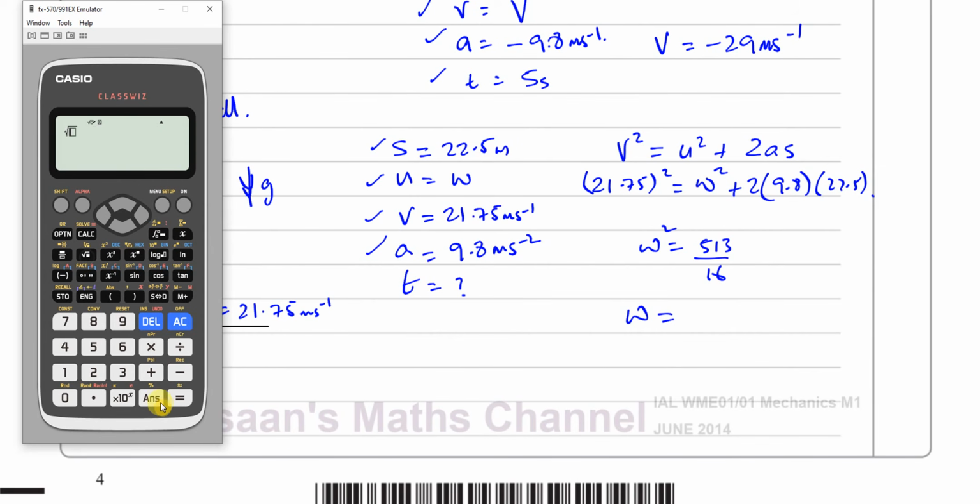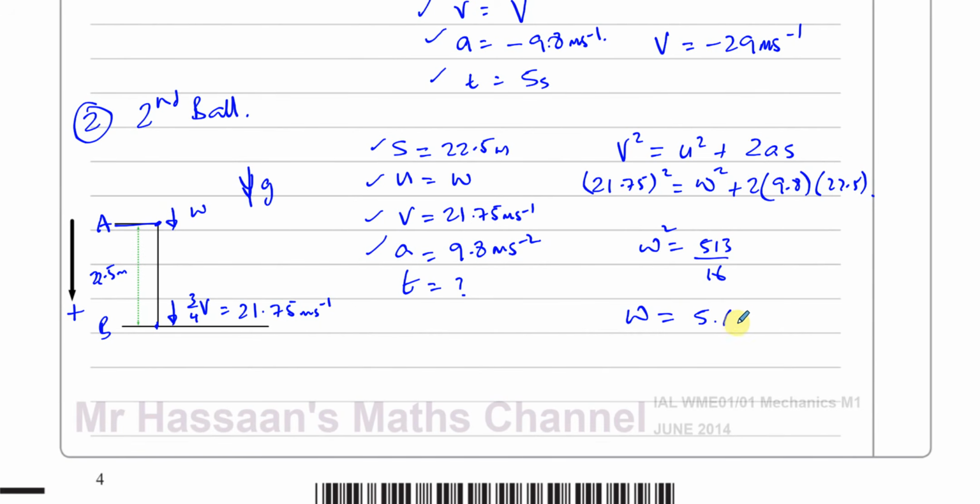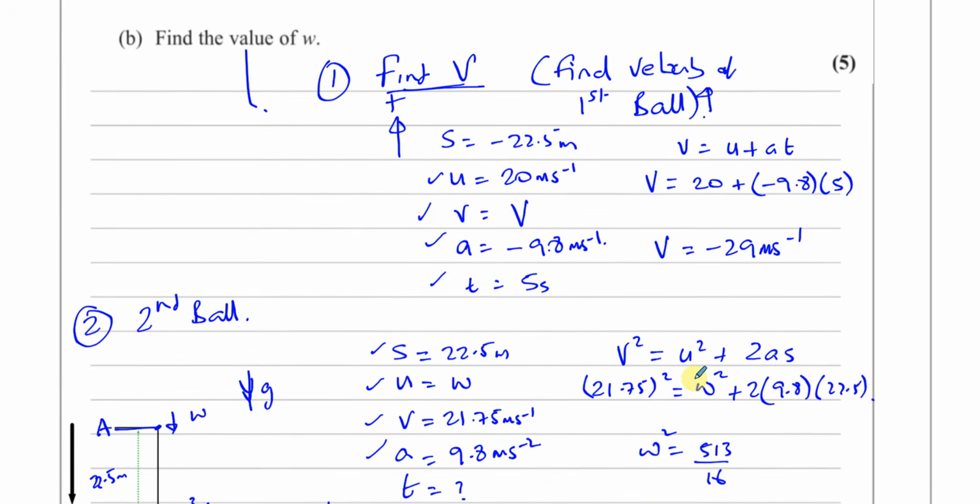So the square root of the answer there gives us 5.662..., so w therefore is 5.66 meters per second. That's the value of w with which it was thrown down. And there's the answer to part B of this question.